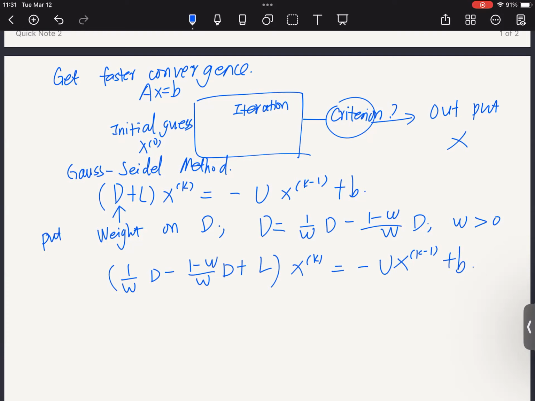Actually, you would see that I just decomposed this one, right? And then I got this, and I kept the plus L here, and then the right hand side there. Now let us rearrange everything to make it look nicer, and get a matrix format for the SOR method.